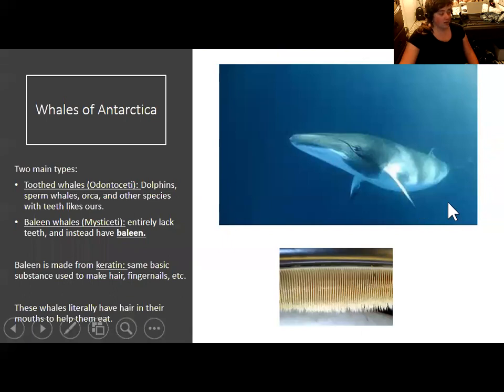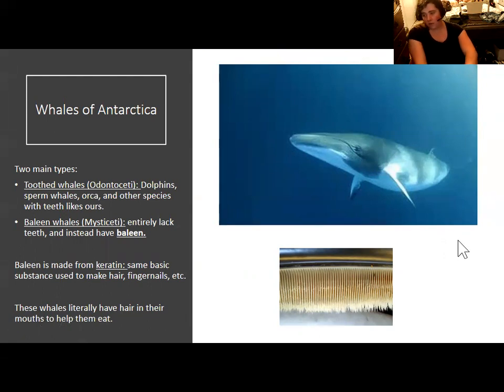The last marine mammal we'll talk about are the different types of whales that live in Antarctica. And there's two main types. They're two closely related groups that came from a common ancestor. The baleen whales, I'll start with the toothed whales, and those are dolphins and the orca and sperm whales and beaked whales, and those whales that still have actual teeth.